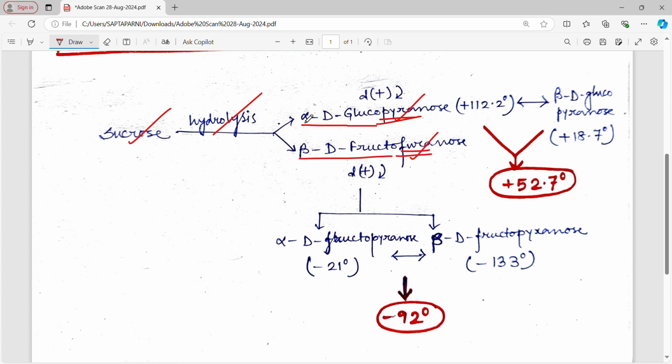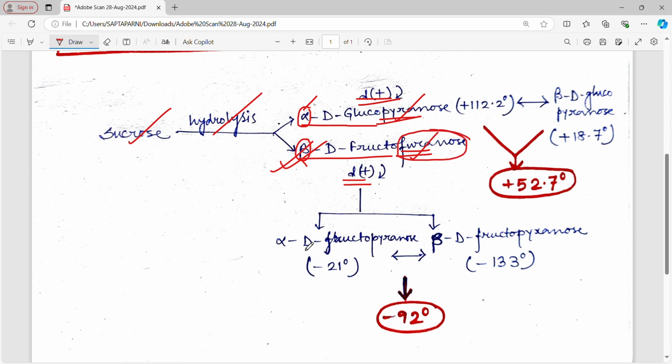Okay. On the other hand, you can also see initially the D-glucose is in alpha anomer form, whereas the D-fructose is in beta anomer form. Anomers are also a kind of isomers of carbohydrates. Now both of these, alpha D-glucopyranose and beta D-fructofuranose, are dextrorotatory.